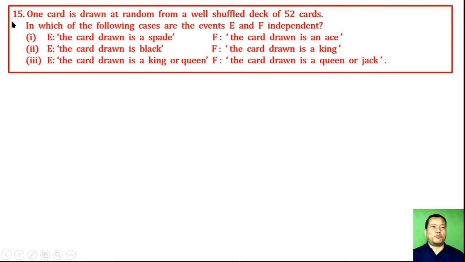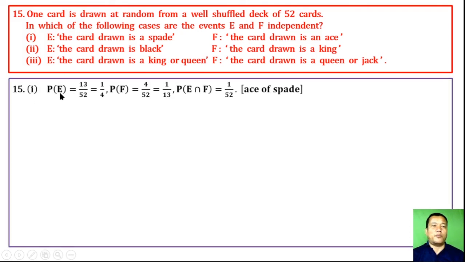For question number 15, one card is drawn at random from a well-shuffled deck of 52 cards. In which of the following cases are the events E and F independent? E: the card drawn is a spade. F: the card drawn is an ace. Therefore P of E, the probability of drawing a spade, is 13 out of 52, which is 1 by 4. The probability that the card drawn is an ace: there are 4 aces in 52, whose probability is 1 by 13.